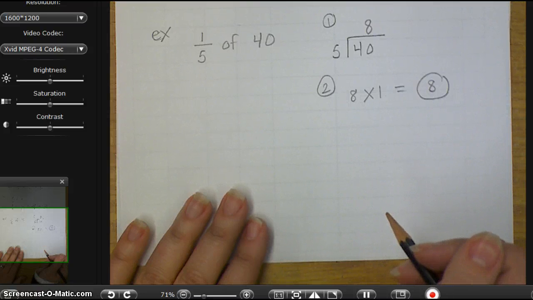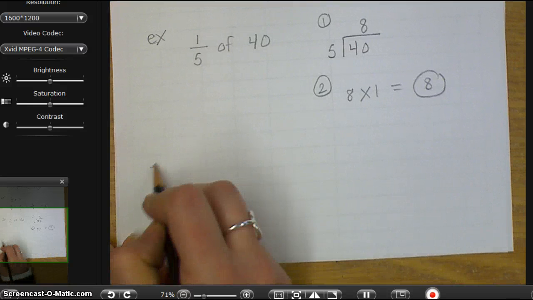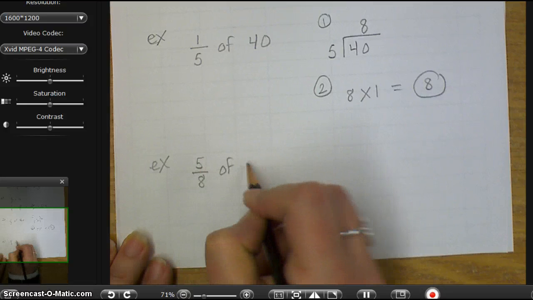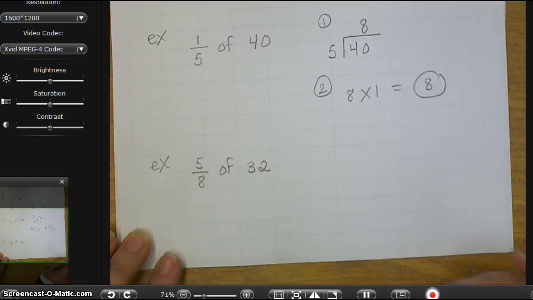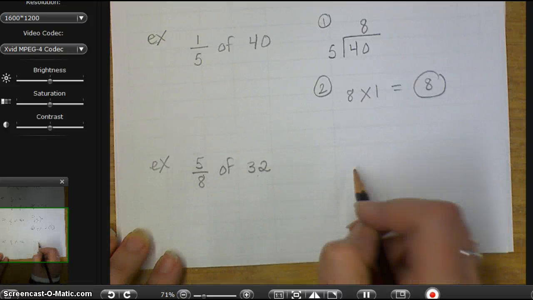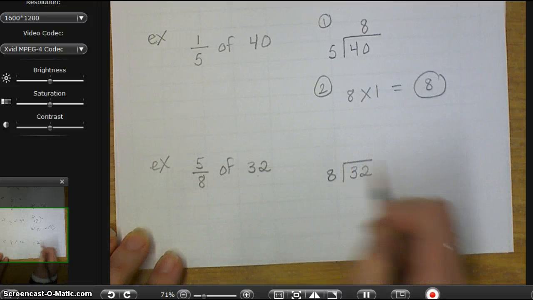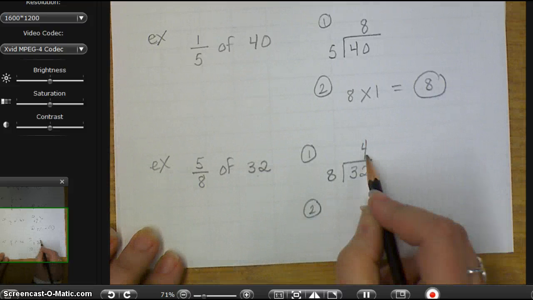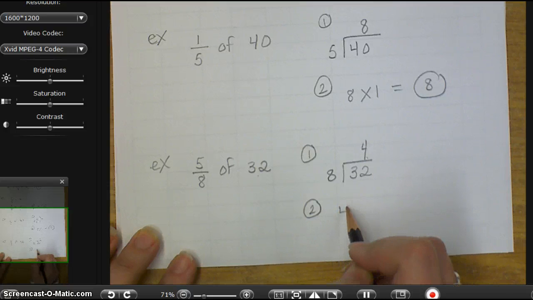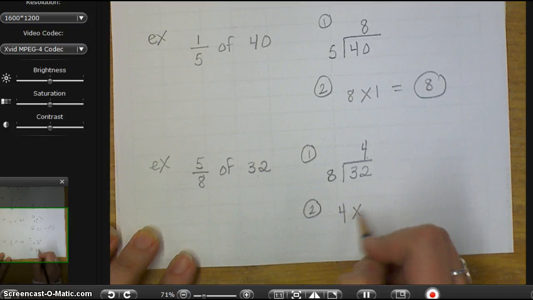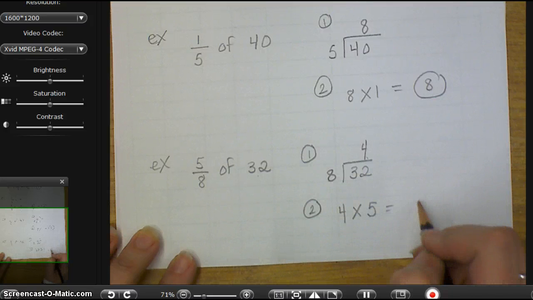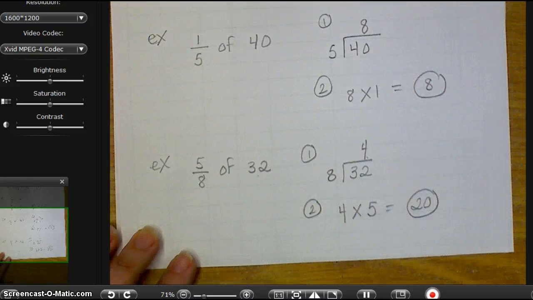Okay, let's do one last problem like that. If I have 5/8 of 32, I take my whole number and divide it by my denominator. 32 divided by 8 equals 4. That's step 1. Step 2, I take my quotient and I multiply it by my numerator, which in this case is 5. 4 times 5 is 20. So 5/8 of 32 is 20.